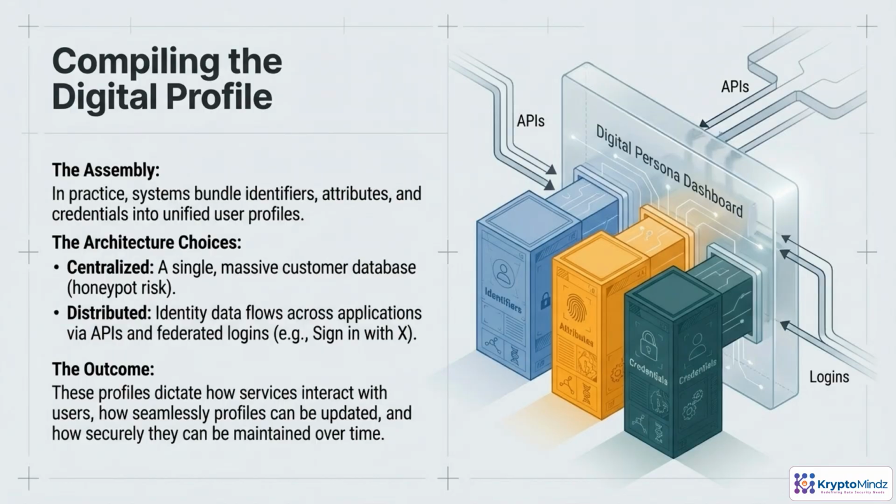When we talk about a digital profile, we mean the assembled version of everything we've covered: identifiers, attributes, and credentials, bundled into one living record per person. Architecturally, you usually face a spectrum. On one end is a centralized profile, one giant customer database that's easy to query, but also a high-value honeypot for attackers. On the other end are more distributed profiles, stitched together through APIs and federated logins. That choice will shape user experience, how quickly you can update data, and the long-term risk surface you have to manage.